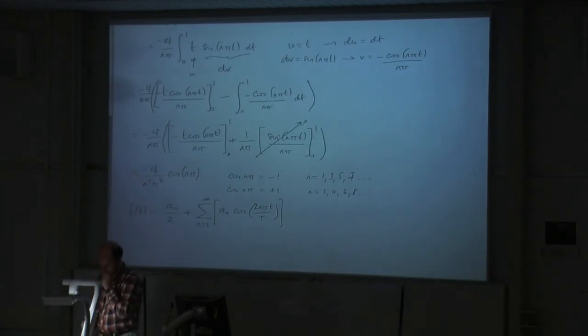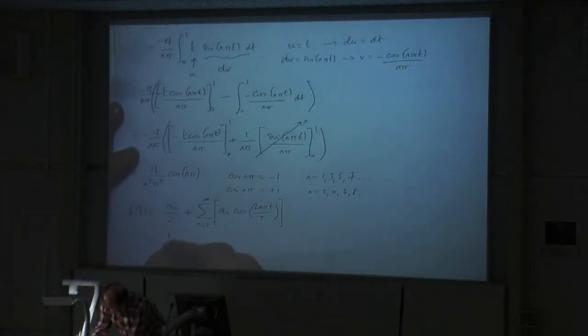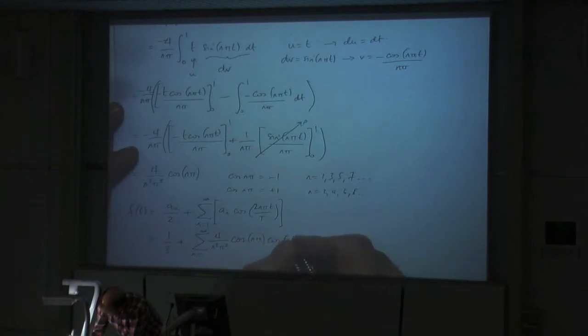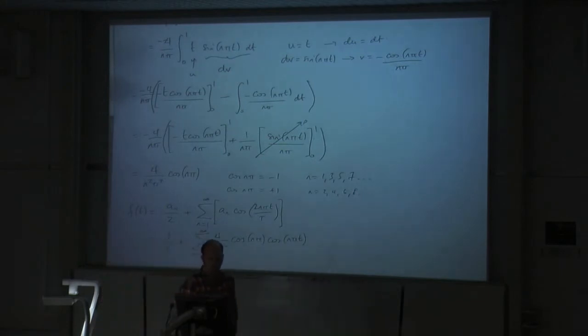Bn is 0. So if we plug in the values that we've got, we know that a naught over 2 is 1/3 plus the sum from n equals 1 to infinity of 4 over n squared pi squared cosine of n pi times by cosine of n pi t. So that's our value for the forcing function.